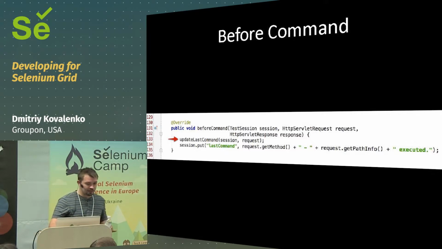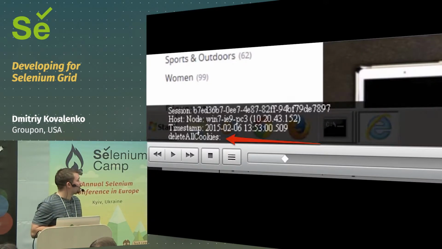And in this case, every time a command is passed, all I'm doing is notifying the video recorder what command just ran. It's similar to what Dave showed, but it does not put any new JavaScript objects into the page. So when the video is running, you can see, well, the delete cookies command was just called, or the click command was just called. And if the test looks like it's stuck, you can see, well, we're still waiting for the page to load. That's the command that is running.